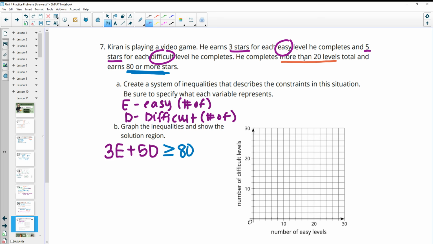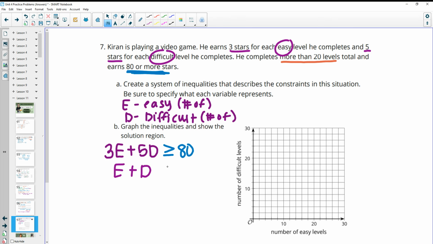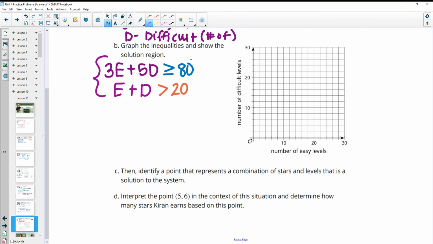Then for the more than 20 levels, this one is just the number of easy levels plus the number of difficult levels needs to be more than 20. So he completed more than 20 levels. So not equal to, just greater than 20. So here's your system of inequalities. Now we're going to graph this system of inequalities.